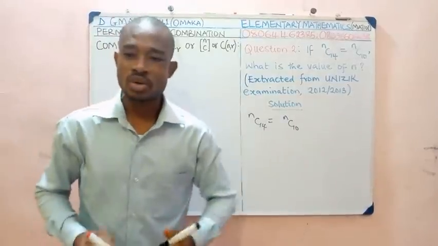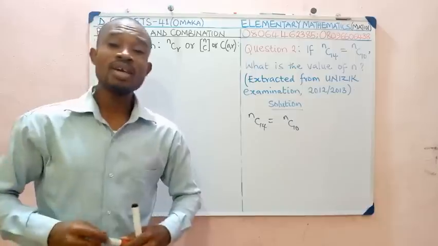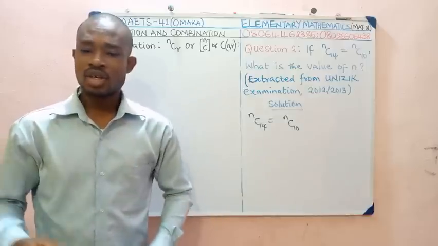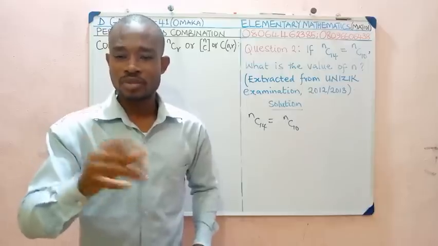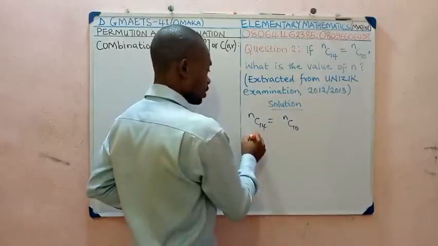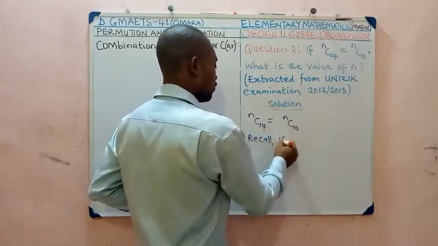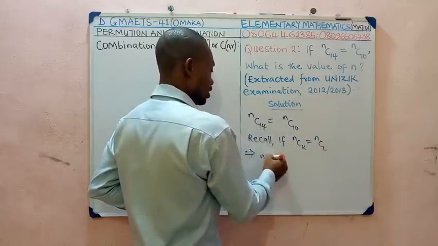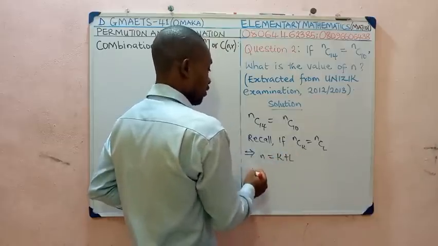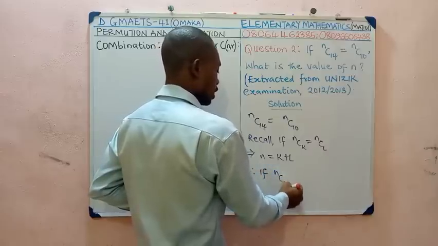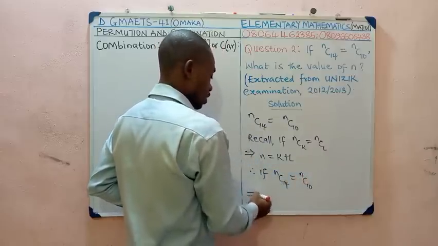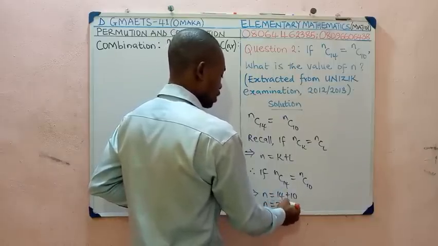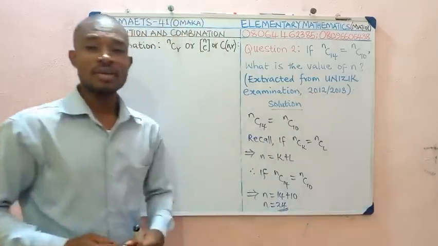For these two combinatorial terms to be equal simply means that the summation of r in both of them will give us n. So we're going to use the complementary combination principle. Recall, if n combination k is equal to n combination l, it implies that n is equal to k plus l. Therefore, if n combination 14 is equal to n combination 10, it also implies that n will be equal to 14 plus 10. And then n is equal to 24. That's the value of n here, right?